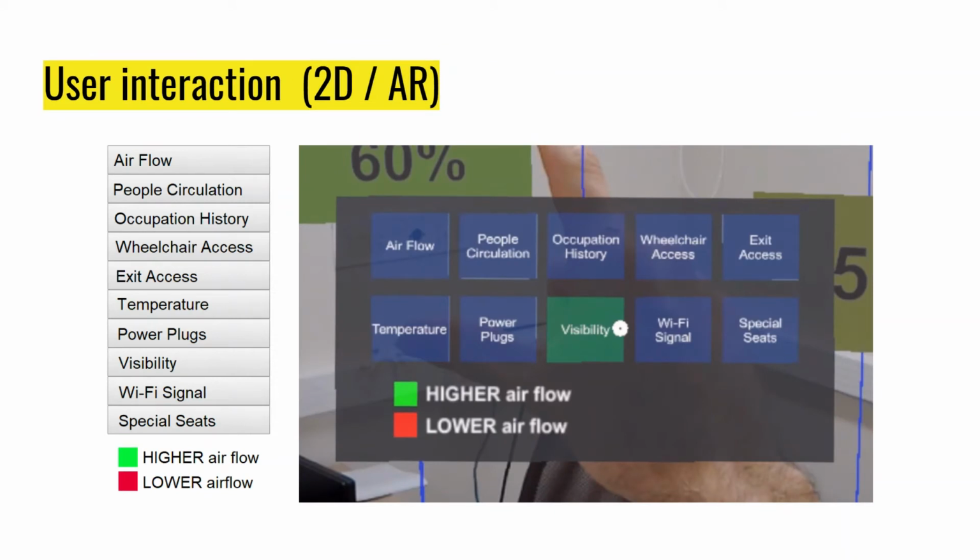Now, on the left side, we can see the menu users could interact with in the 2D version, which was tested in a tablet device. All of the same options and subtitles were available for users in the AR version, seen in the right side of the image, where they could gaze at the options and perform a tap gesture to select them.